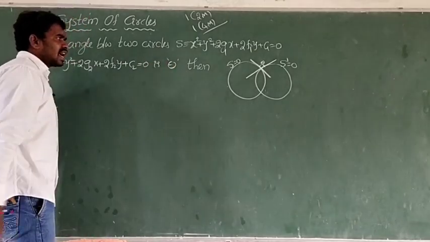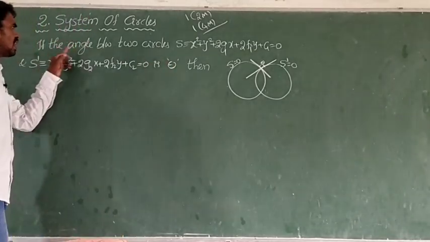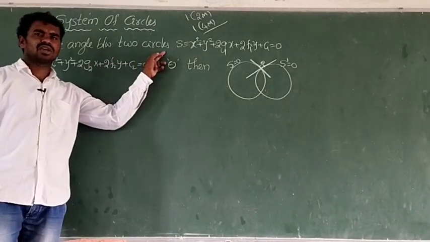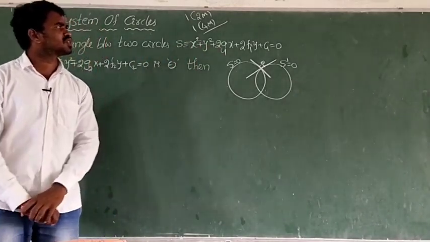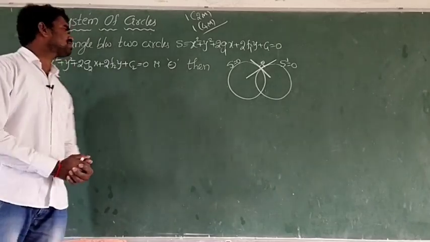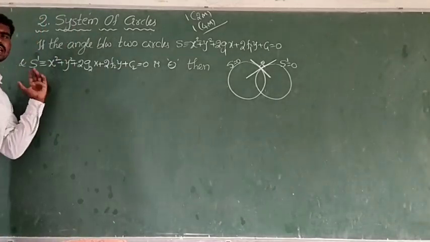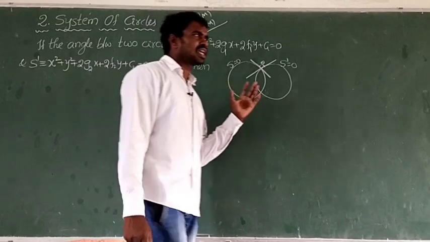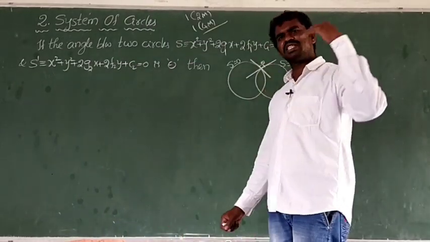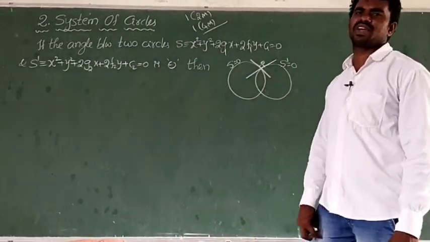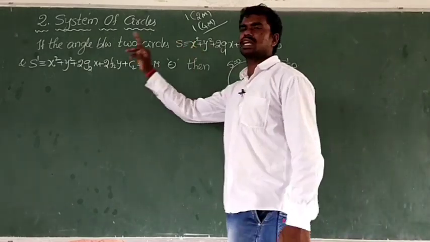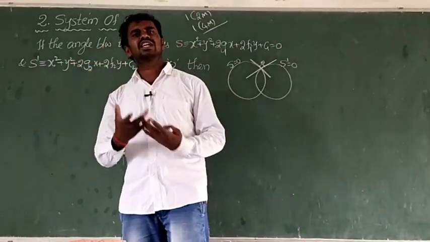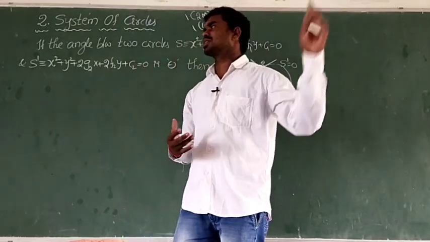To find that angle, the circles are S: x² + y² + 2g1x + 2f1y + c1 = 0. The second circle I am taking as S'. Don't take S1, S2, because S1 is another notation, xx1 + yy1 and so on. That's why if one circle is S, the second circle is denoted by S'. If a third circle is there, it is denoted by S''.